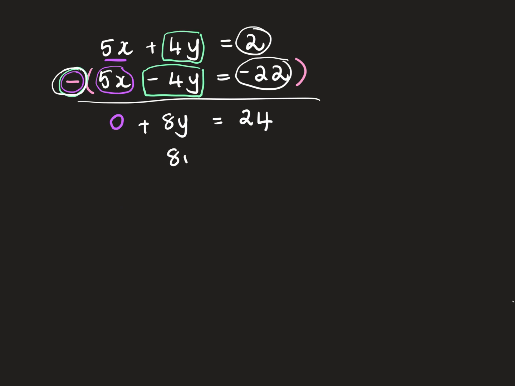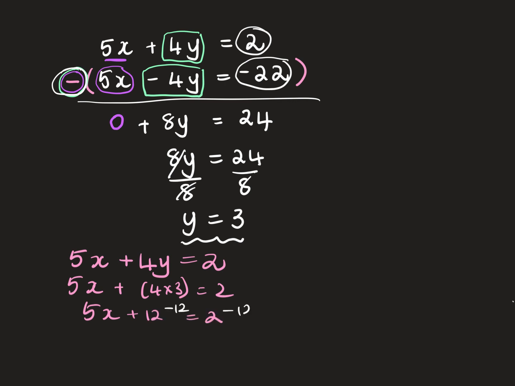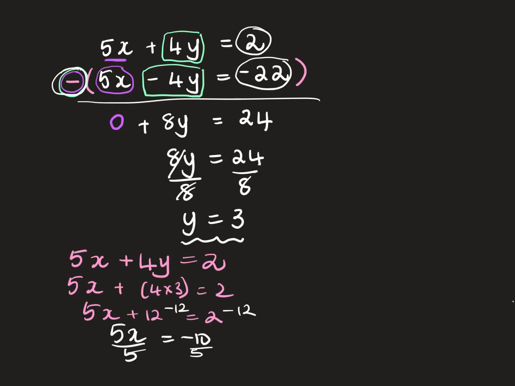What do we do next? Well, we just have to solve this. 8y equals 24. Divide both sides by 8, and we get y is equal to 3. And then we need to substitute back in to find what x is equal to. 5x plus 4 times 3 equals 2. 5x plus 12 equals 2. What are we doing next? We're taking away 12 from both sides, which gives us 5x equals -10. Divide by 5. We have x is equal to -2.